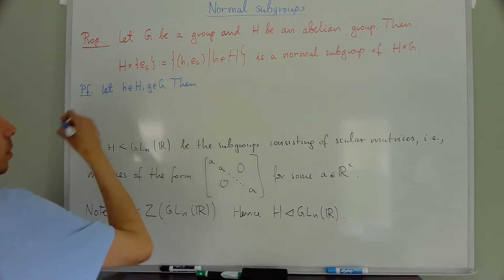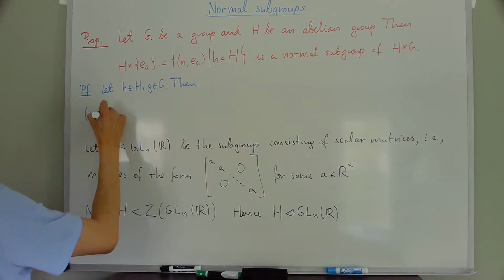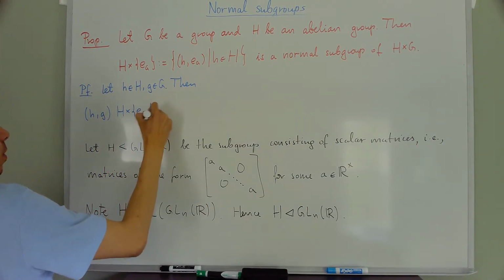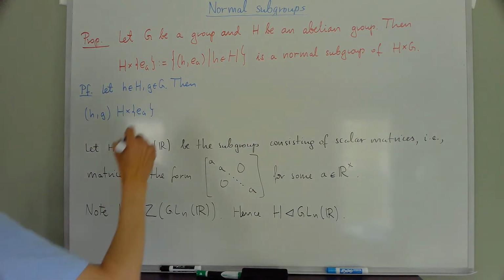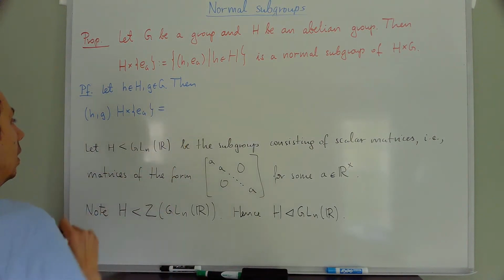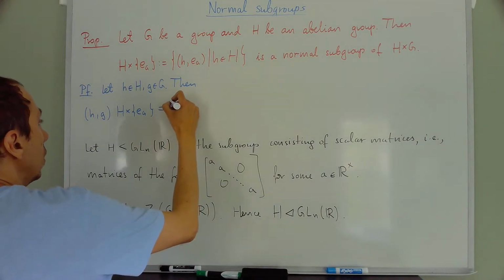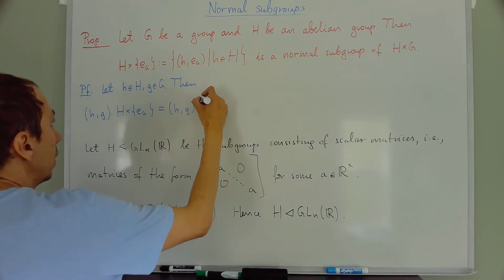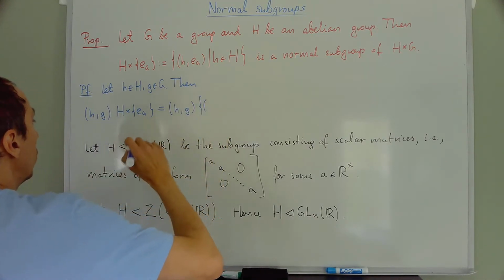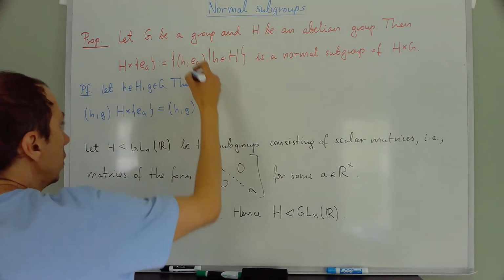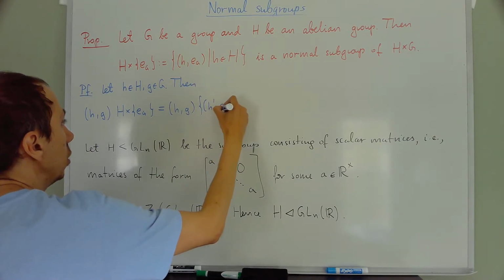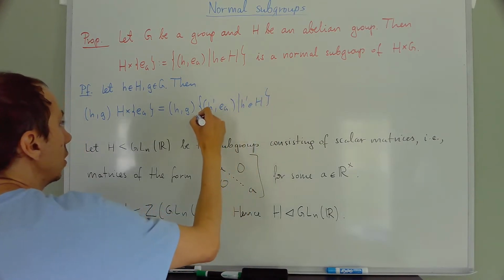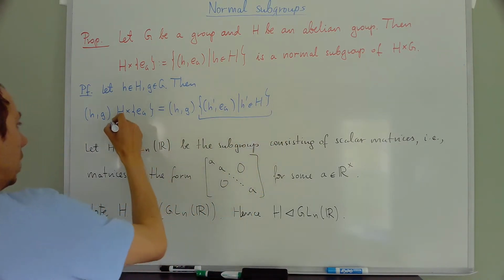Then I'm going to look at the left coset of (h, g) with respect to this group. So what is it? This is again (h, g) times (h prime, identity), and right now maybe I will not use this h here. It's called h prime, where h prime is in H.